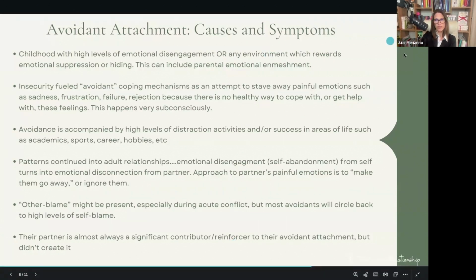When someone has an avoidant attachment and they're in a relationship, it's almost a guarantee that their partner is also contributing to their avoidant attachment style and reinforcing that. But again, they probably didn't create it. They have a role, but usually this stuff is present to some degree.